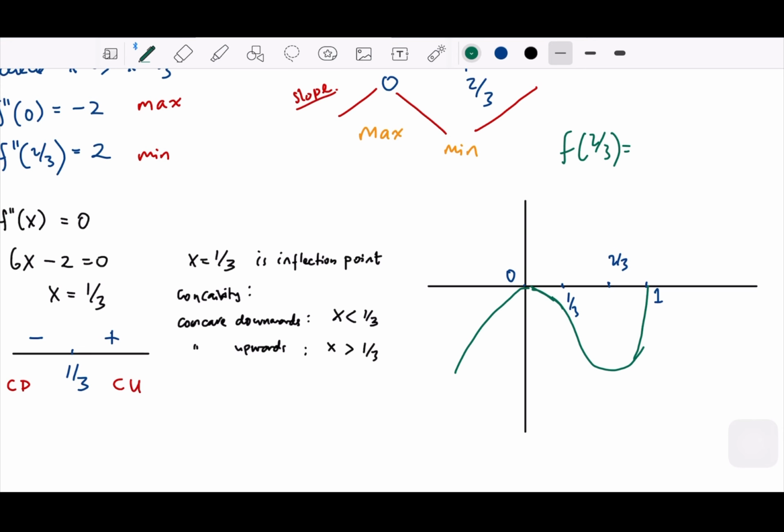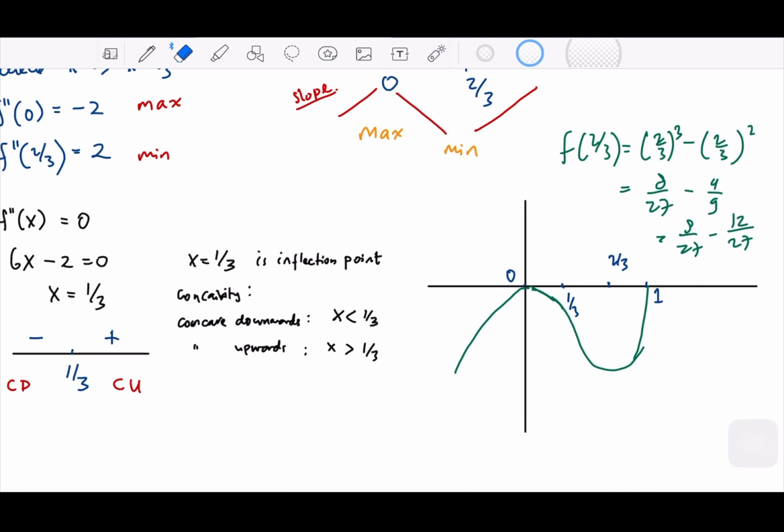Our function is x cubed minus x squared. So 2 over 3 cubed minus 2 over 3 squared. We have 8 over 27 minus 12 over 27, so it's supposed to be negative 4 over 27. It should be small, so maybe make it a little bit smaller.